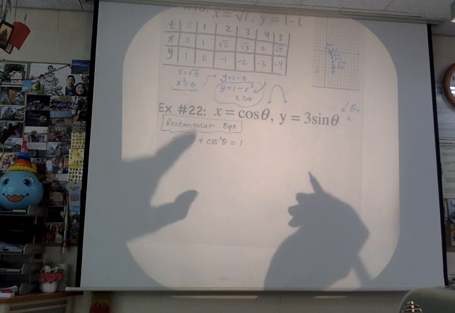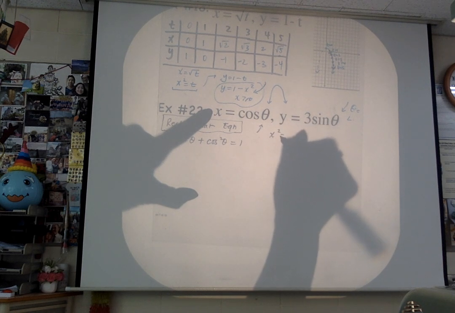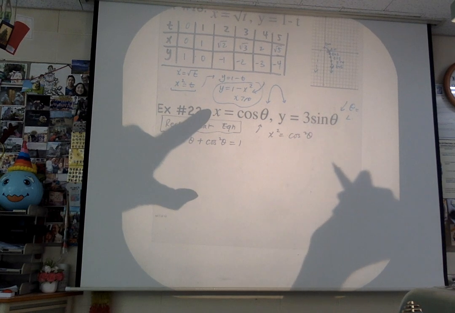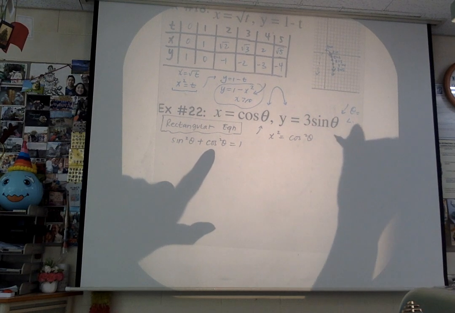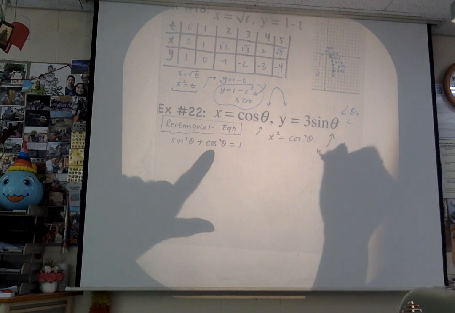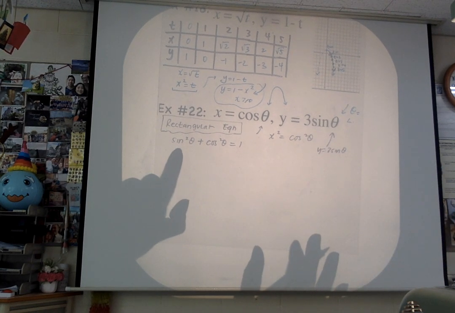Okay, so what's the first thing we need? x is cosine theta. So can we say x squared equals cosine squared theta? Ooh, okay, we're on the right track, okay? How about this little one here? You remember y is 3 sine theta. Is there any way we can trick this to make it look like sine squared theta?